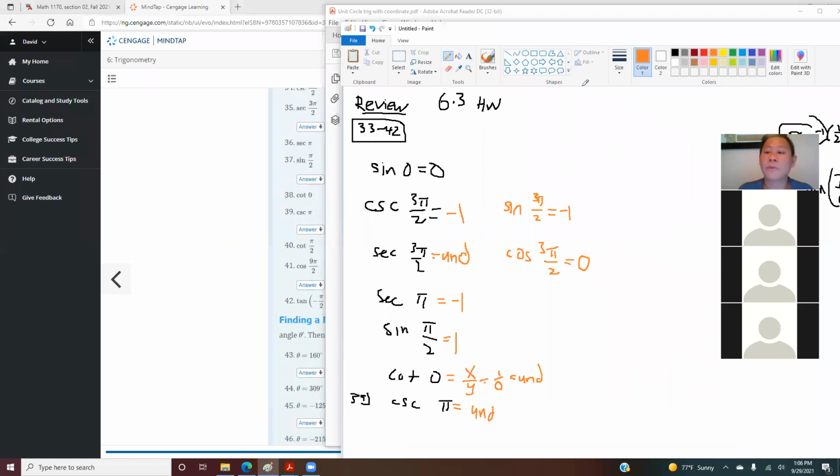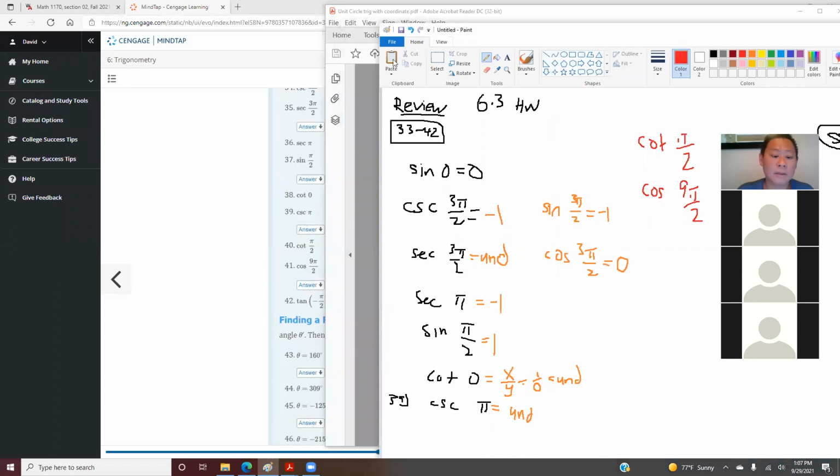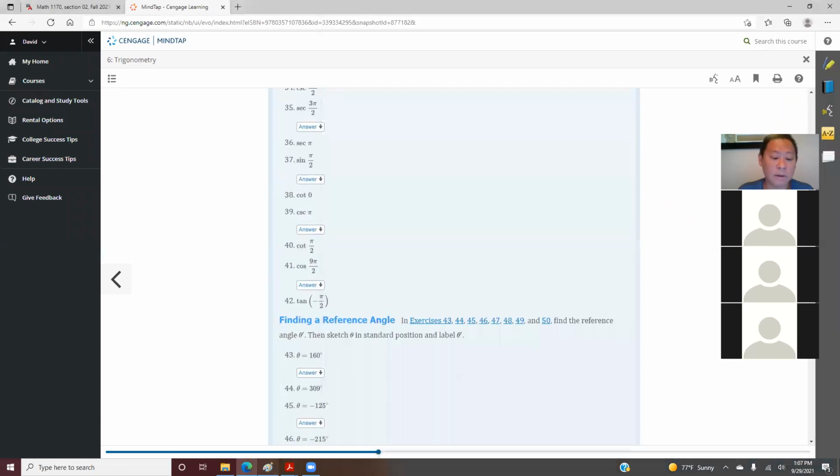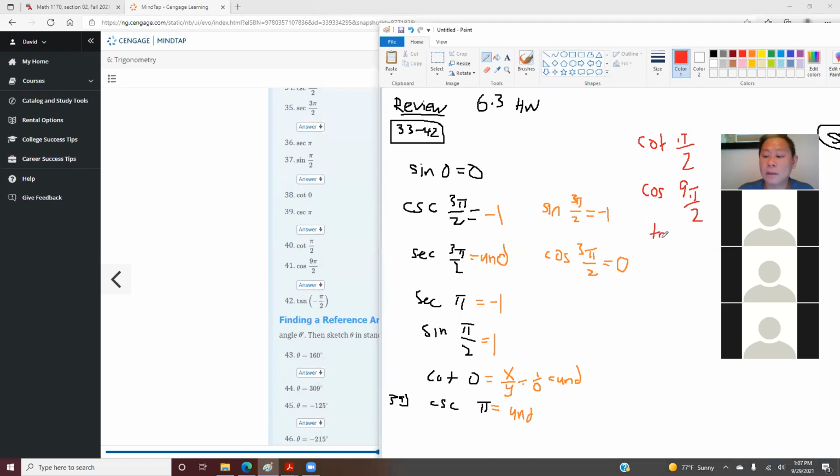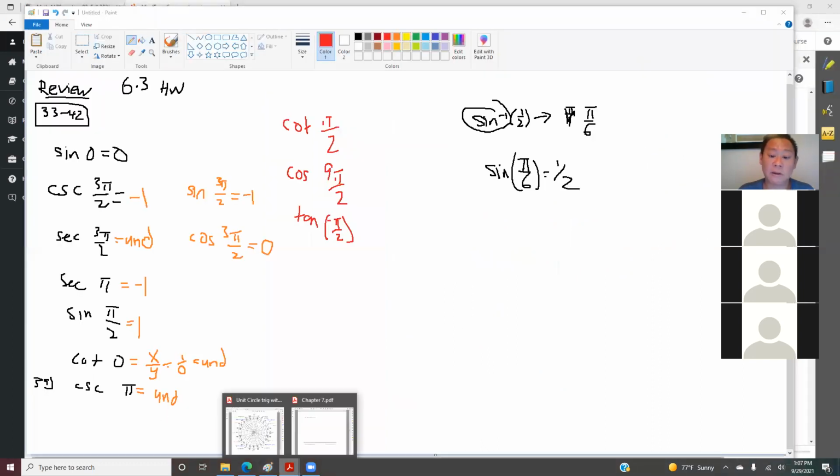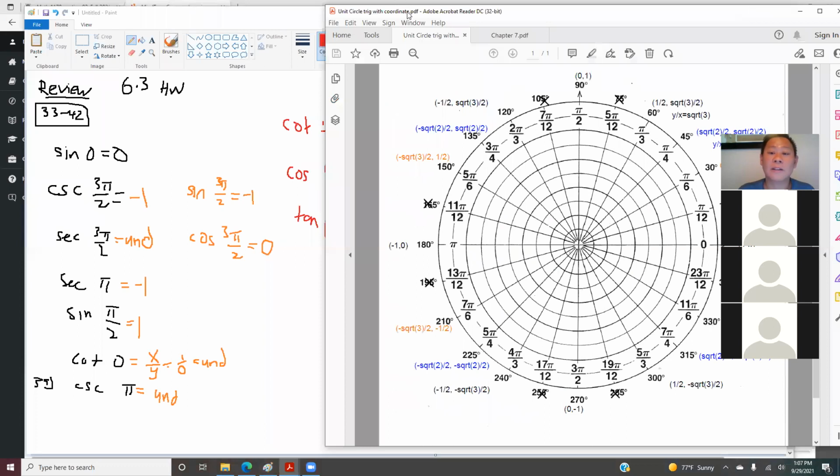Let's do the next few ones. Number 40 is cotangent pi over 2, or I can give you more. Cosine 9 pi over 2, and tangent negative pi over 2. All right, it's the last 3, and I'll give you a bunch more later on, because this is enough.